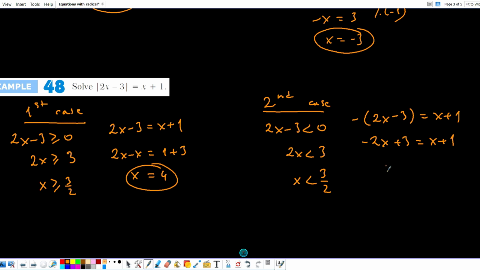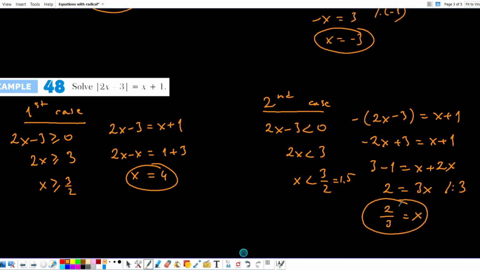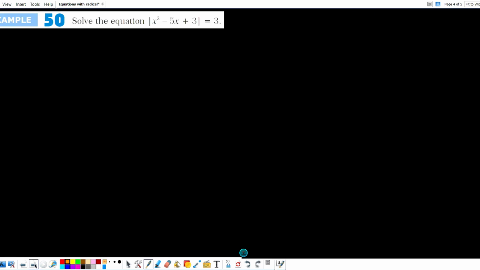Then unknowns on one side, knowns on the other side. I will take minus 2x to the other side and 1 to this side, so it will become 3 minus 1 is equal to x plus 2x. So this is 2 is equal to 3x. I'm dividing by 3, so 2 over 3 is equal to x. 2 over 3 is 0 point something. 3 over 2 is 1.5. So 2 over 3 is less than 3 over 2, which is correct for our solution. This is how it works here with absolute value. Let's see some other examples.